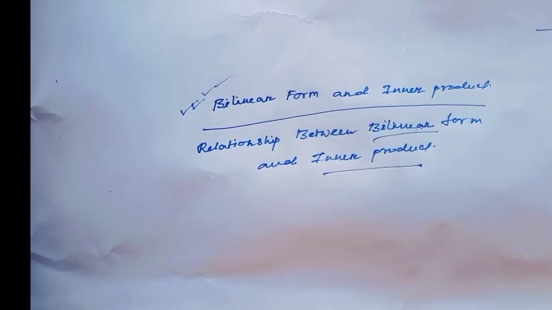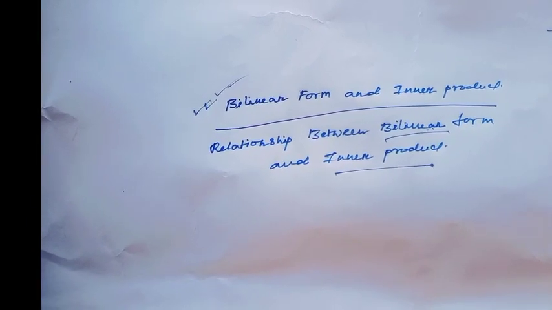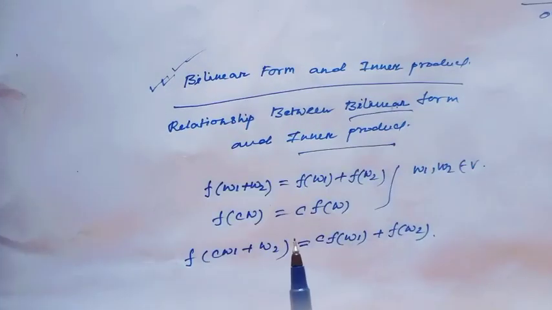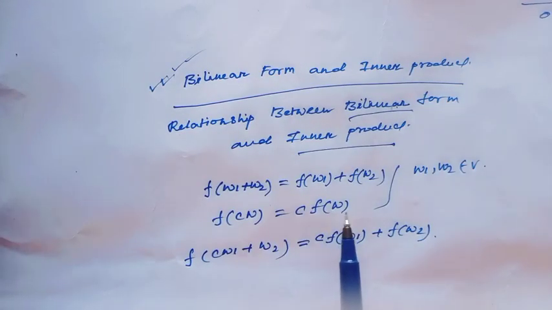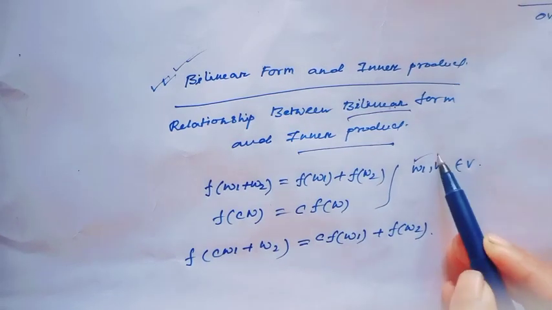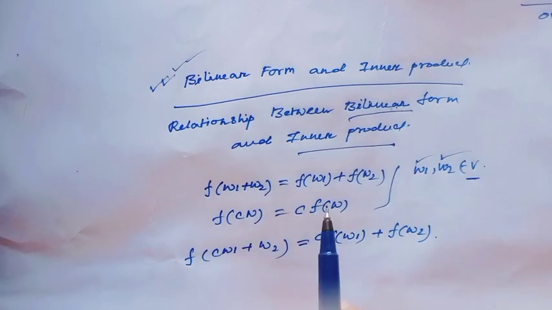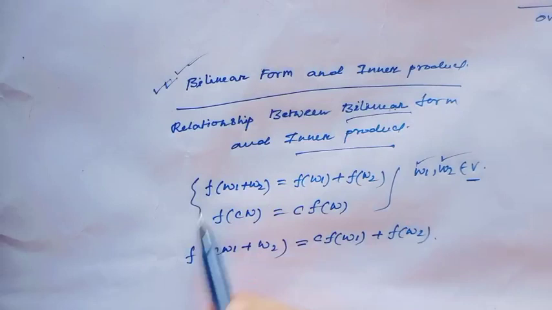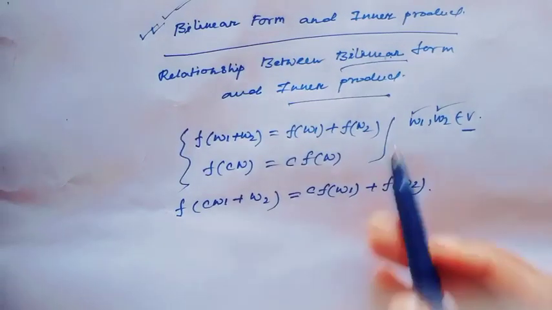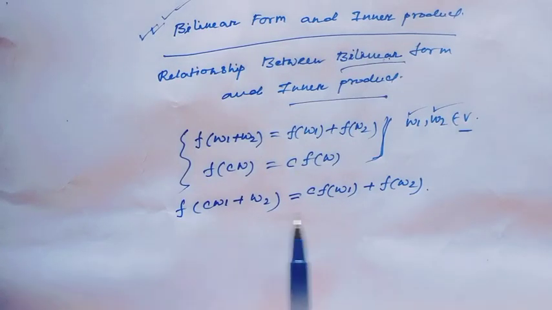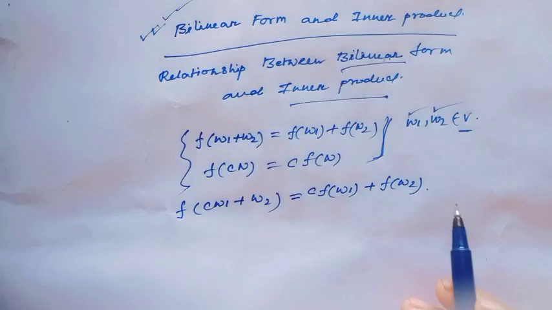Bilinear form is linear in every coordinate. We all of us know linear means, recall the definition of linear form. If we consider two vectors w1 and w2 in the vector space V, then f of w1 plus w2 equals f of w1 plus f of w2, also f of cw equals c times f of w. This is the definition of linear form, and combining these two, we can write f of cw1 plus w2 equals c times f of w1 plus f of w2.